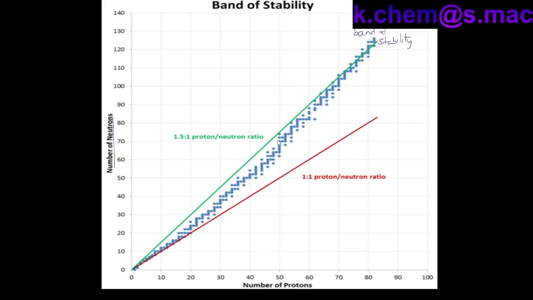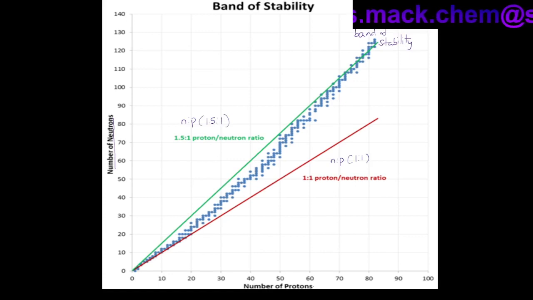I'm going to explain the two other lines seen on the graph. We see a red line which corresponds to a 1-to-1 neutron to proton ratio, and we see a green line which corresponds to a 1.5-to-1 neutron to proton ratio.